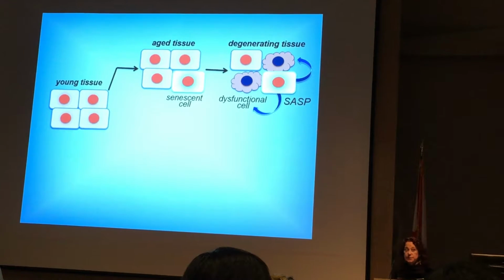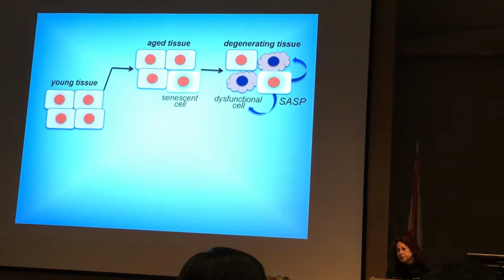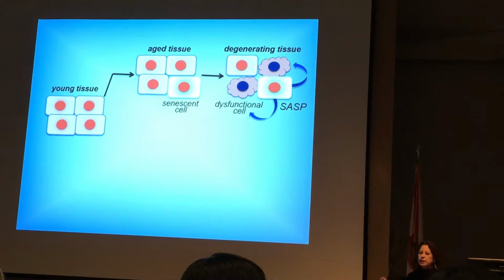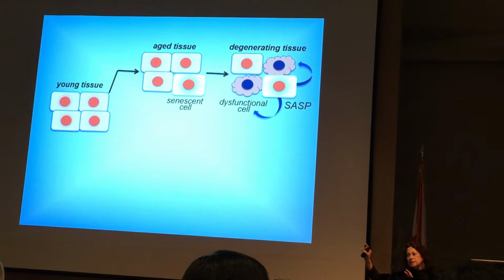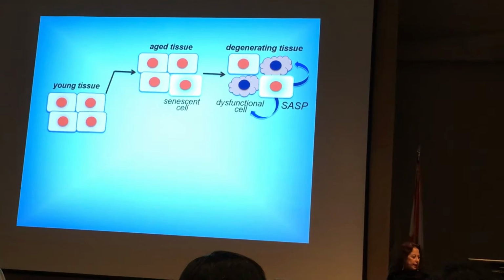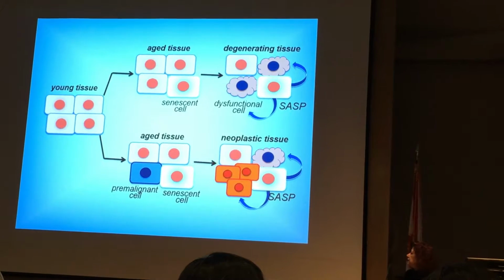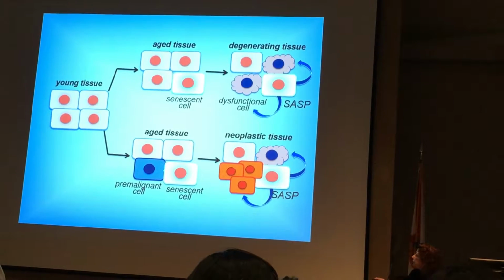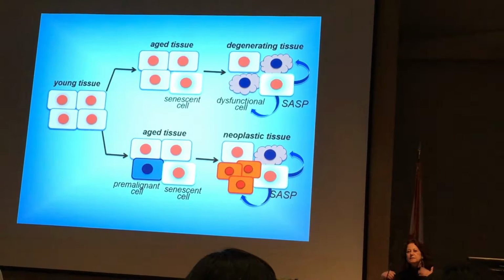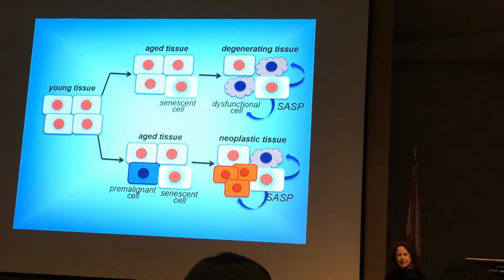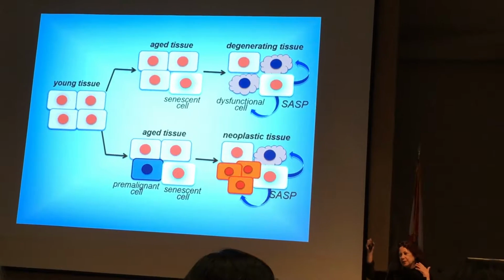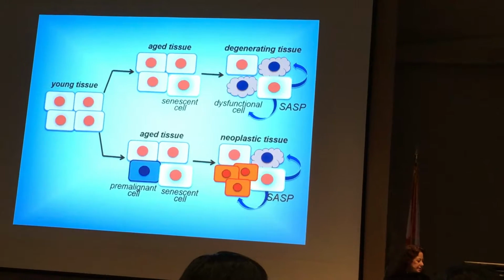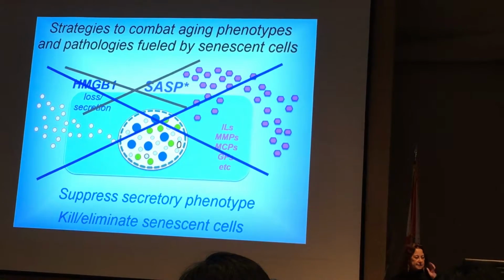So the model that we've been working on for a number of years is that with age we accumulate senescent cells. That's been demonstrated in virtually every vertebrate species that I'm aware of. These senescent cells then secrete molecules that can cause neighboring cells to fail to function, and that would drive the degenerative diseases of aging. We and others have also shown that the secretory phenotype can convert pre-malignant cells into malignant cells. So in the end, both the hyperproliferative as well as hypoproliferative diseases can be driven by the secretory phenotype of senescent cells.